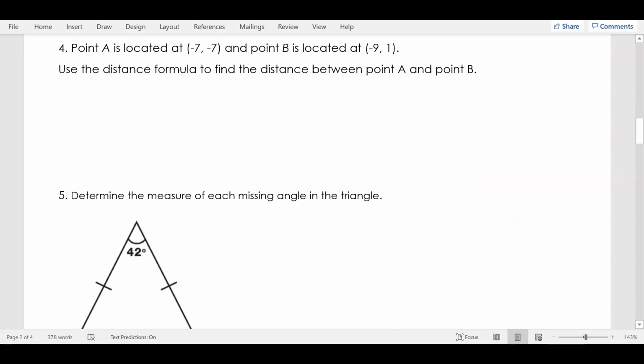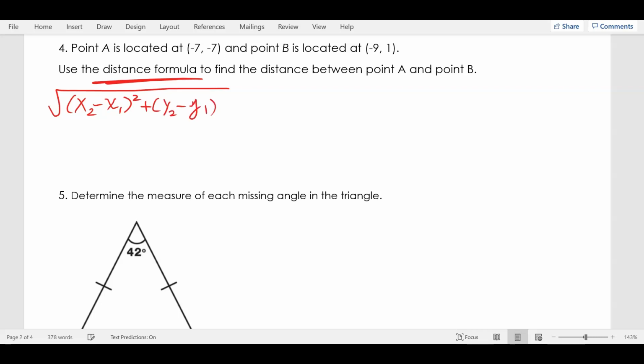Number 4. A is located at negative 7, 7. B is located at negative 9, 1. What is the distance formula? Remember doing this? So here's the distance formula. Actually, let's put it over here. Distance formula: the square root of x2 minus x1 squared plus y2 minus y1 squared. So let's go ahead and plug in these numbers. Square root sign. Now x2, my second x value, is negative 9. My first x value is negative 7. So negative 9 minus negative 7, squared, plus the y2, the second y value, 1 minus the y1, which is negative 7. So 1 minus negative 7.